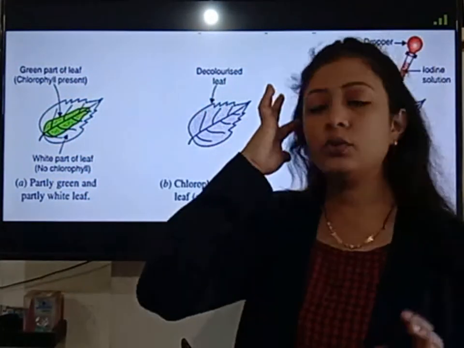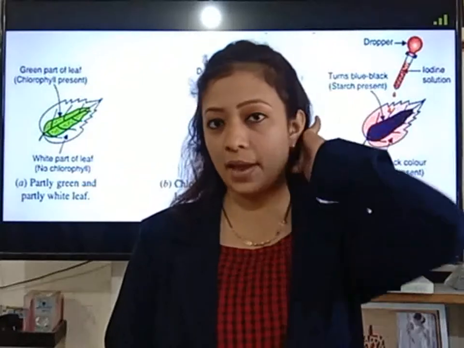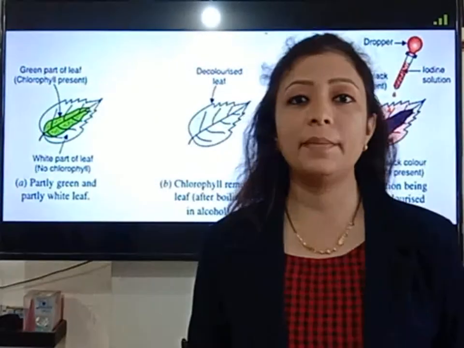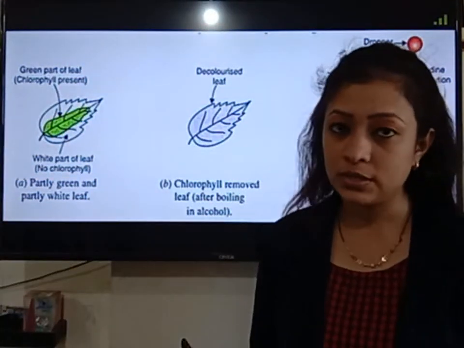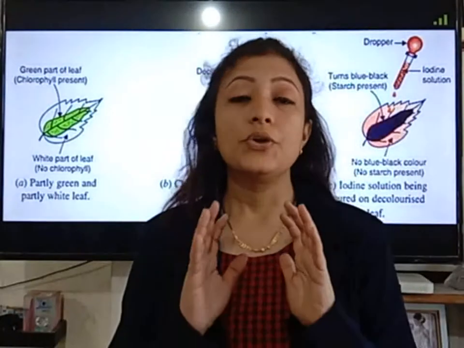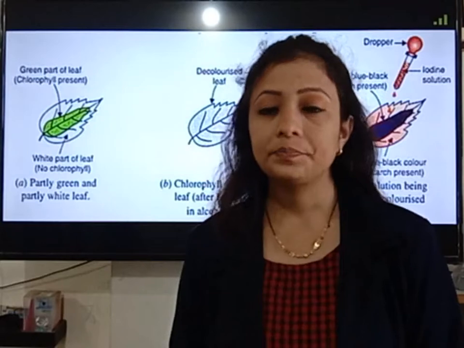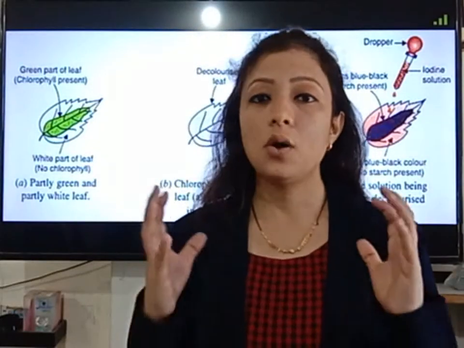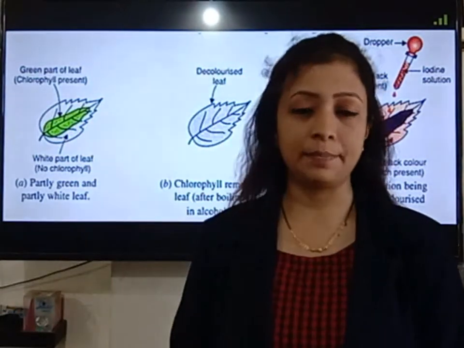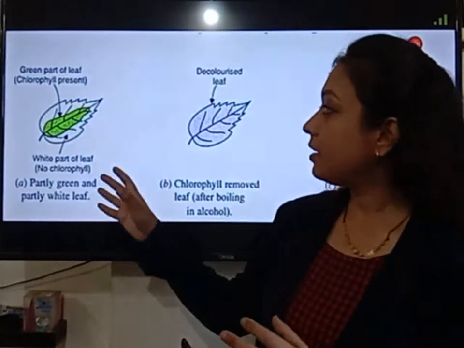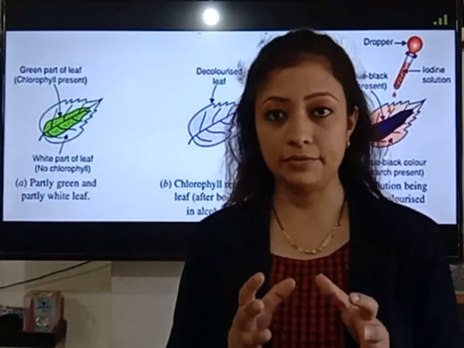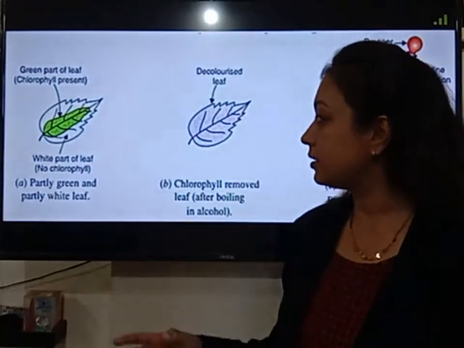So children, what we have to do in this experiment, the first step is same as we have shown in the experiment "Sunlight is necessary for photosynthesis." For that, children, you have to select one potted plant which bears the variegated leaf. You have to select that plant which should bear a variegated leaf.